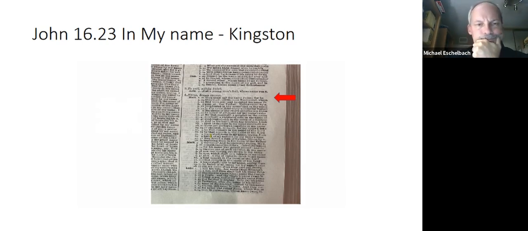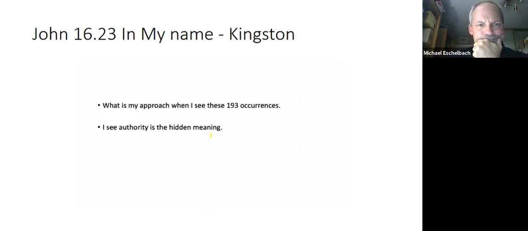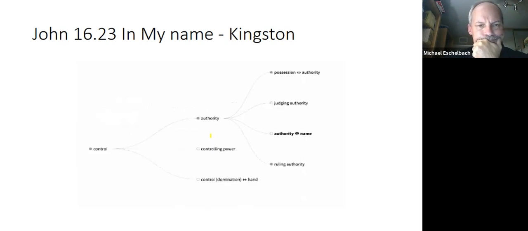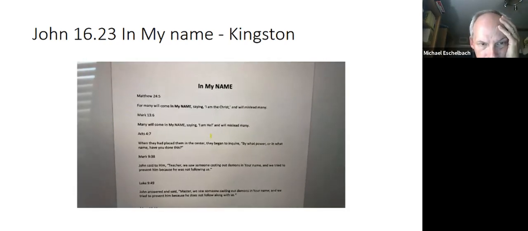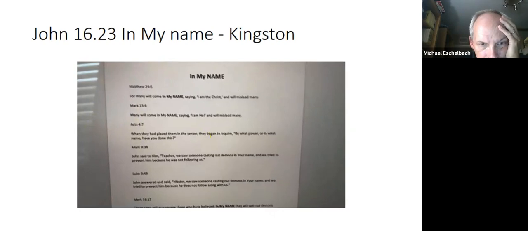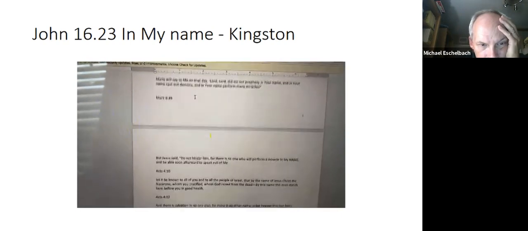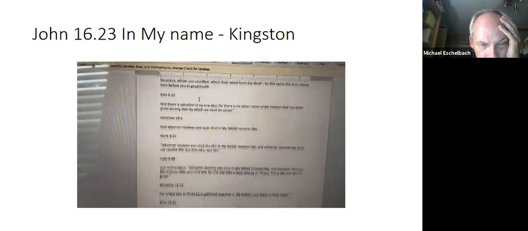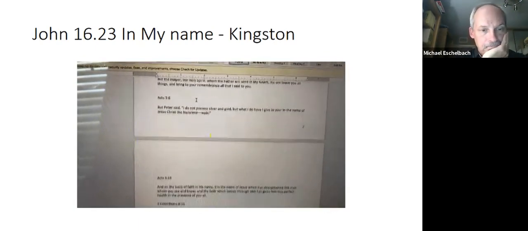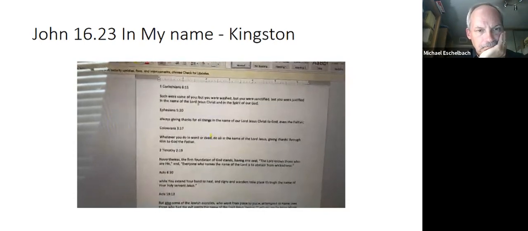I see the verses emphasize authority. This diagram, I took it from Logos. Though it branches out so much, the highlight is authority. So when I go through all those things, I started to go for the reference. Then I started searching for the reference in the name of Jesus, in my name. So when I started that, I went through a lot of things.